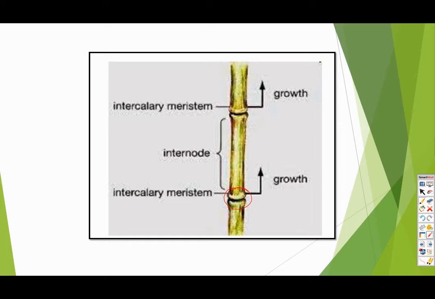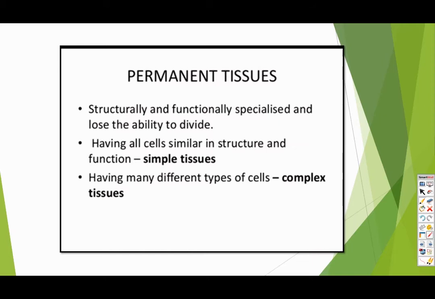Now, starting ahead, the first one is your permanent tissues. When we speak about the permanent tissues, what is it? They are usually structurally and functionally specialized and they have lost the ability to divide. Moral of the story, children, the permanent tissues will never divide. Am I clear to you? So, they would have lost the capacity to divide.